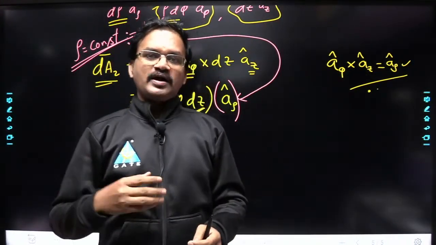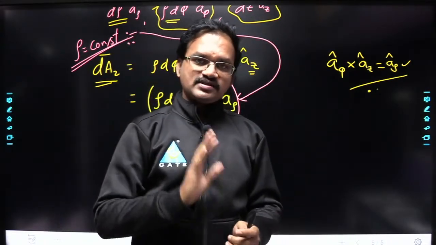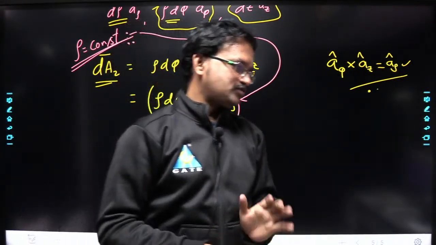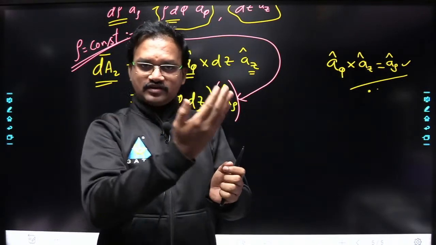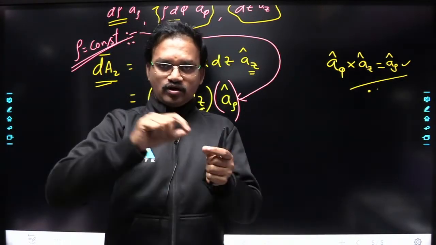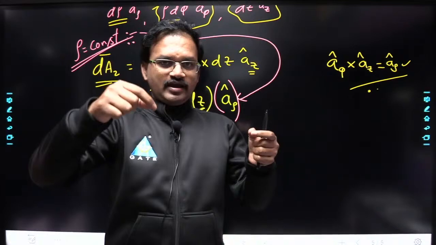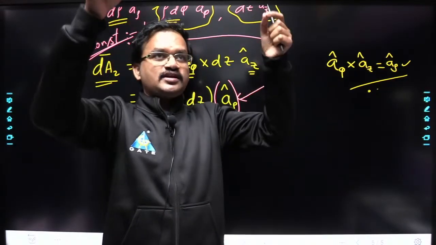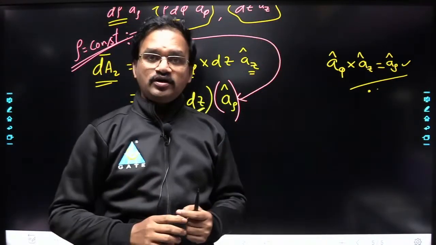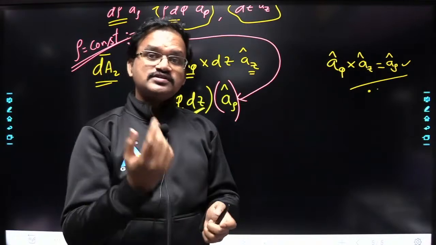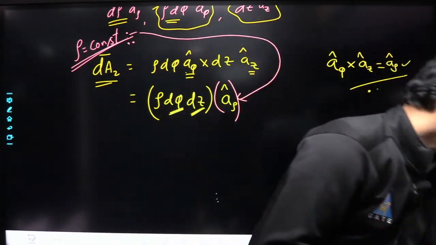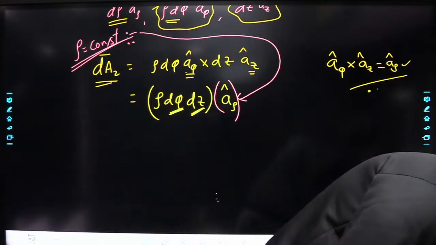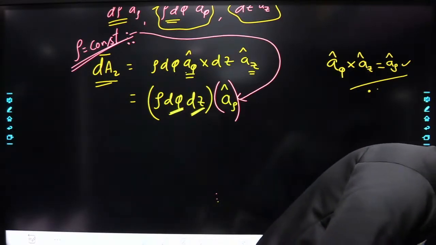Understood? So by varying only phi and z, what is the surface you are going to get here? Tell me. You are going to get the curved surface of the cylinder or not? Yes or no? Rho is constant. By varying phi and z, you are going to get the curved surface of the cylinder. Yes or no here? Is this point clear? Tell me. Is this point clear?